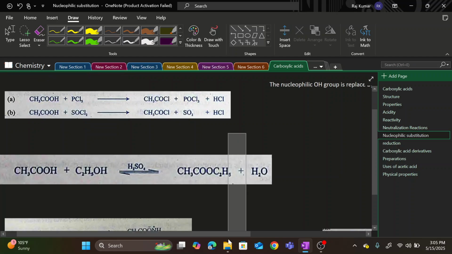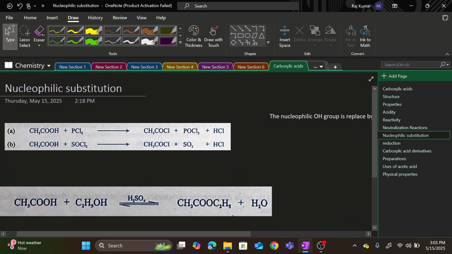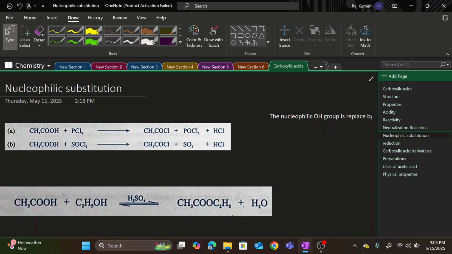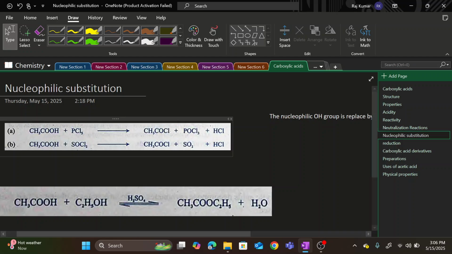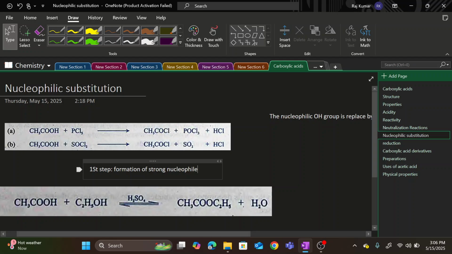So let's move on to an important thing about its mechanism, that is, how does the entire reaction go on? Unfortunately, I have a problem with my pen, due to which I'm only going to write the steps down, and I'll be verbally explaining it so that you can understand it. So the first step is the formation of a strong nucleophile.